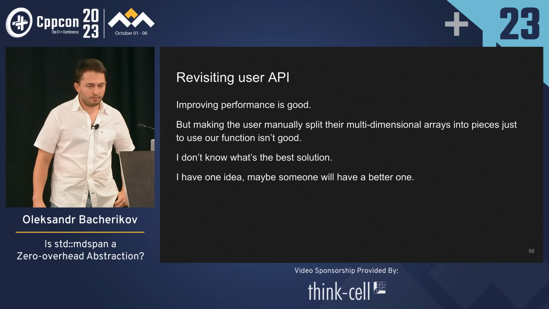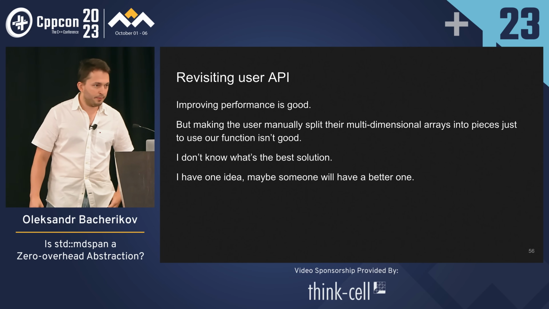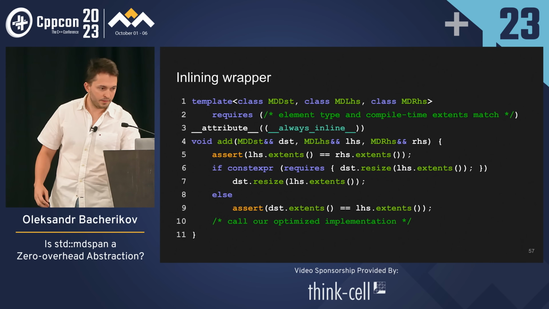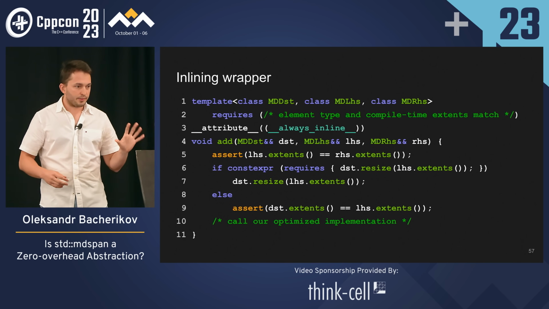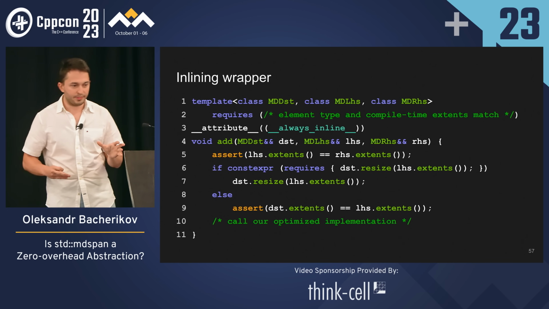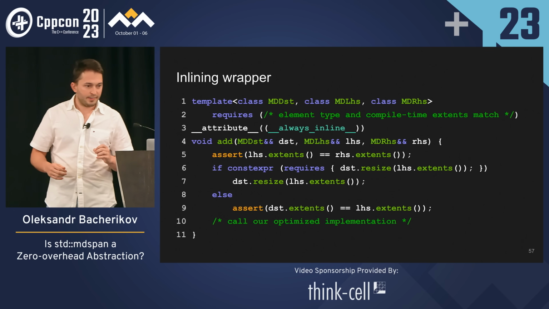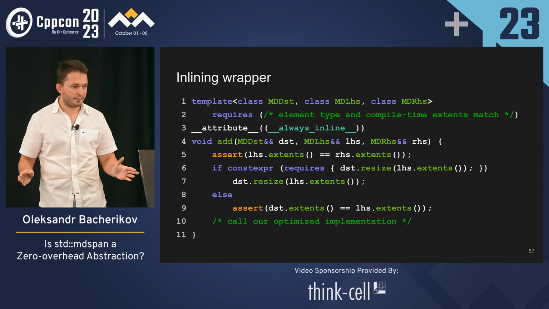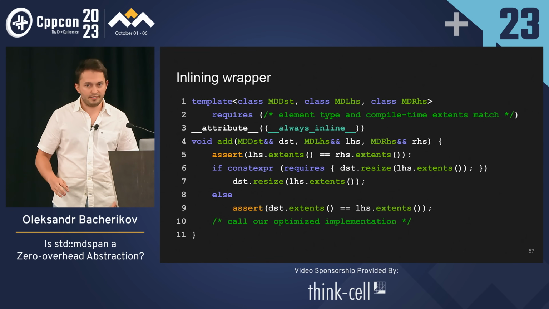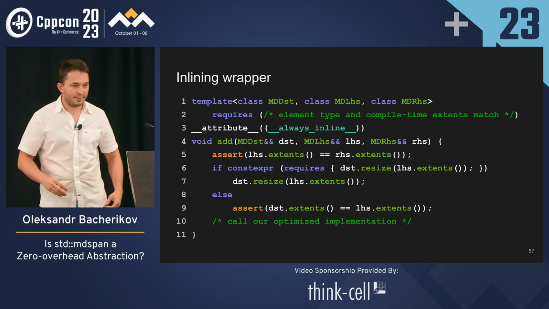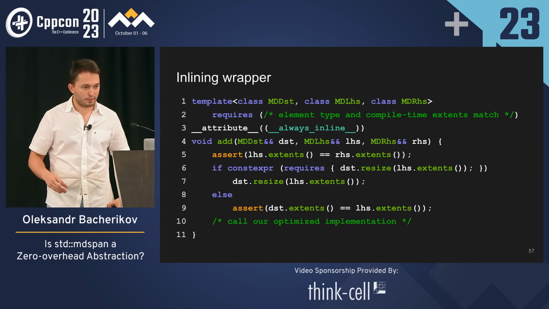And to be honest here, I don't know what's the best solution. So maybe you have a better one. But I have at least one idea. I think what we can do is to write a wrapper on top of that, which would take any kind of multidimensional arrays. And it would be good to have a concept for that. It could check that their element types match, and their compile time extents match. We also could make it always inline, because it doesn't do much work by itself. And we might want to avoid the extra overhead of calling a function.